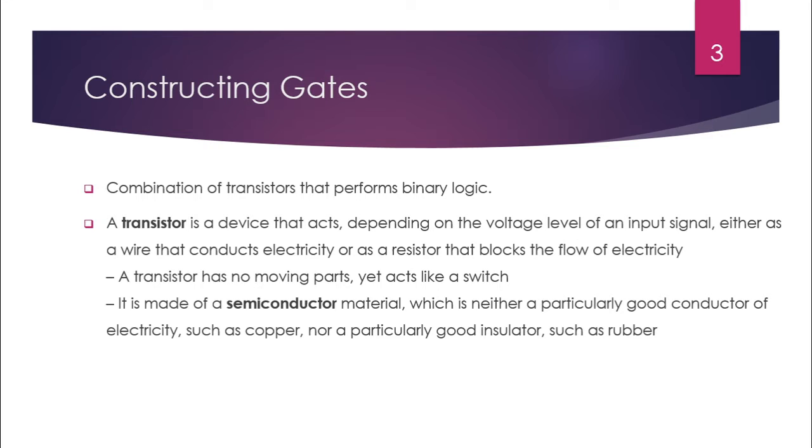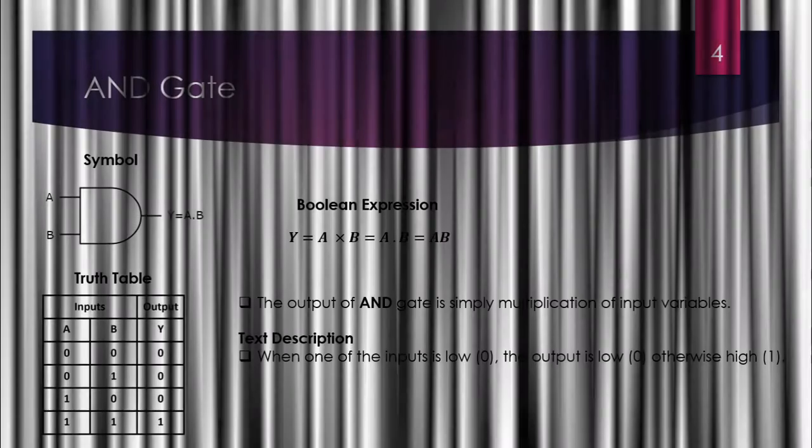Gate is a combination of transistors that perform binary logic. A transistor is a device that acts depending on voltage of input signal, either as a wire that conducts electricity or as a resistor that blocks the flow of electricity. A transistor has no moving parts, yet it acts like a switch. It is made up of semiconductor material which is neither a particular good conductor of electricity such as copper nor a particular good insulator.